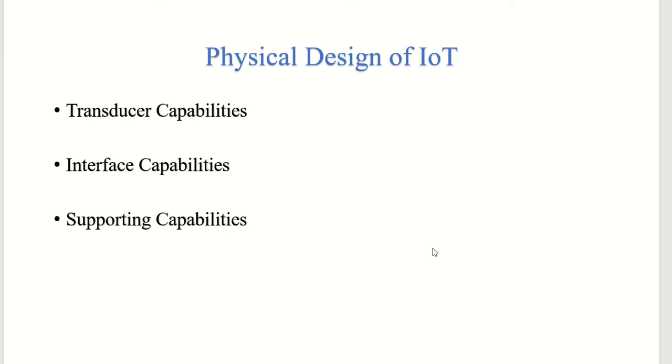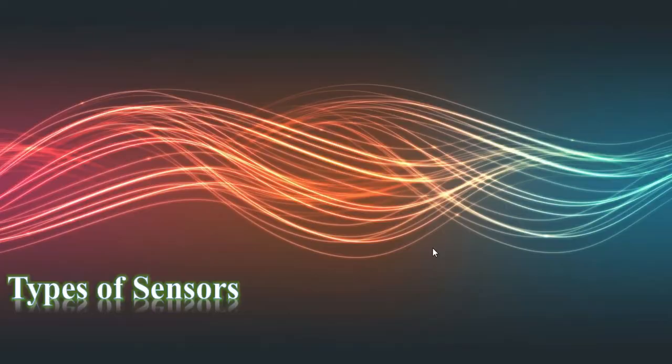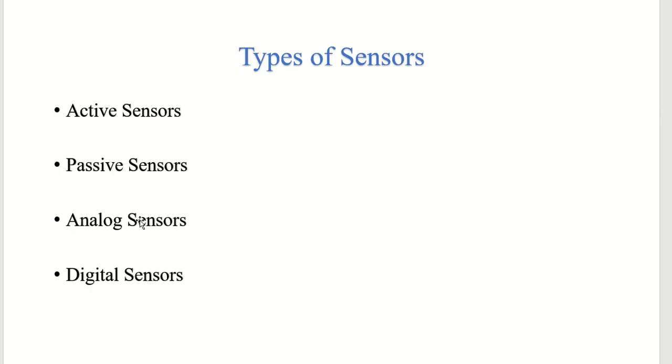So that was the physical design or physical structure of an IoT. Now I want to discuss sensors and actuators in detail. So what are sensors and what are the different types of sensors. Basically a sensor can be of four types: active, passive, analog, digital.